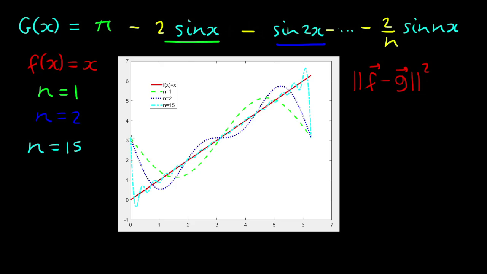So as we can see, at the endpoints, we get a bad approximation because sine of 0 is 0 and sine of multiples of 2 pi is also 0. So therefore, we get a value of pi on the vertical axes at these endpoints.